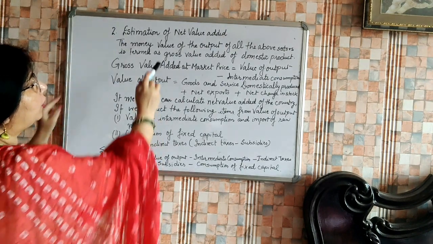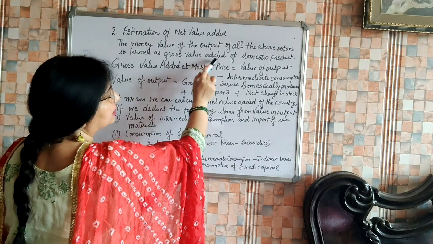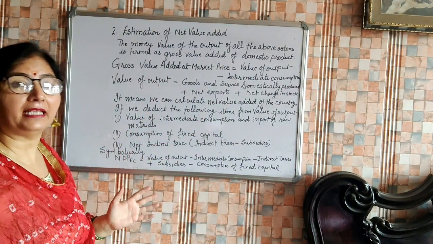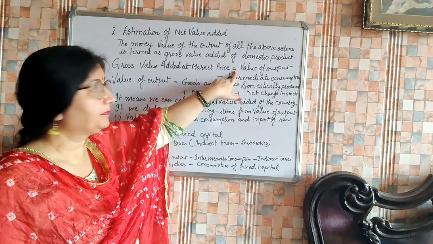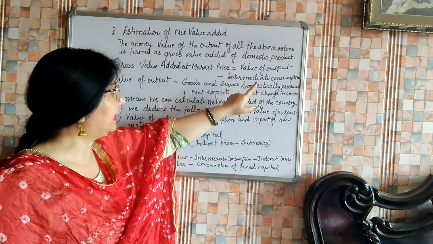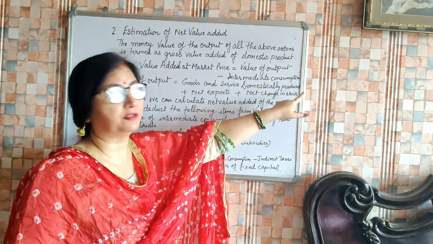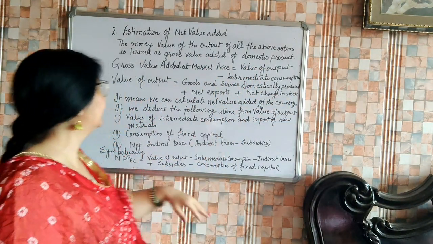The money value of the output of all the above sectors is termed as gross value added of domestic product, means GVA at MP. Gross value added at market price, that we will be calculating by value of output minus intermediate consumption. Means value of output में से intermediate consumption को minus कर देंगे.